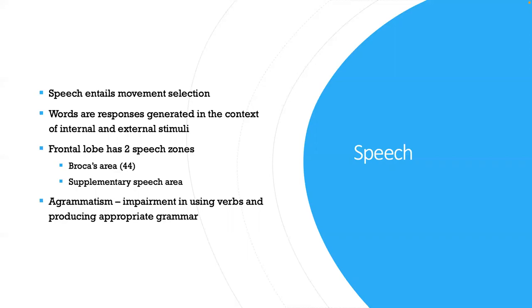People with strokes in Broca's area are impaired in using verbs or producing the right grammatical way of speaking, a symptom known as agrammatism, I want to say. Sorry if I pronounce these wrong. Regardless, people with strokes that include the supplementary speech area are often mute. The ability to speak returns after a few weeks in those with unilateral lesions, but not in those with bilateral lesions.